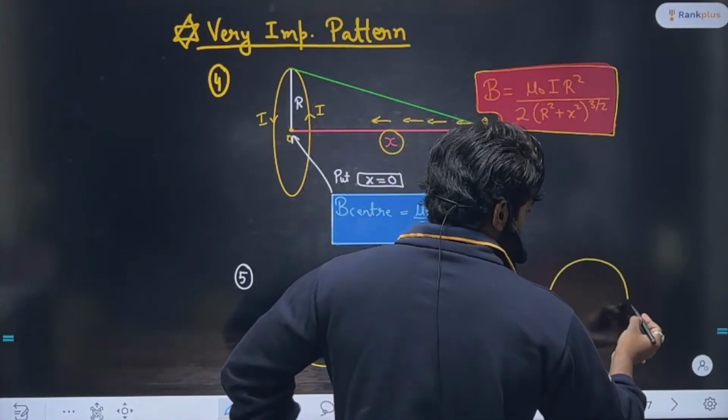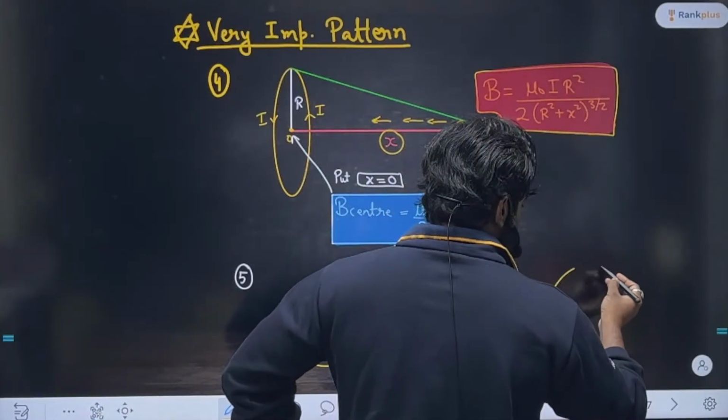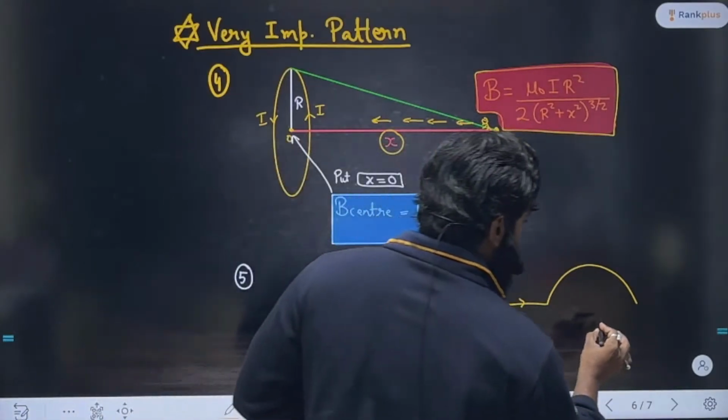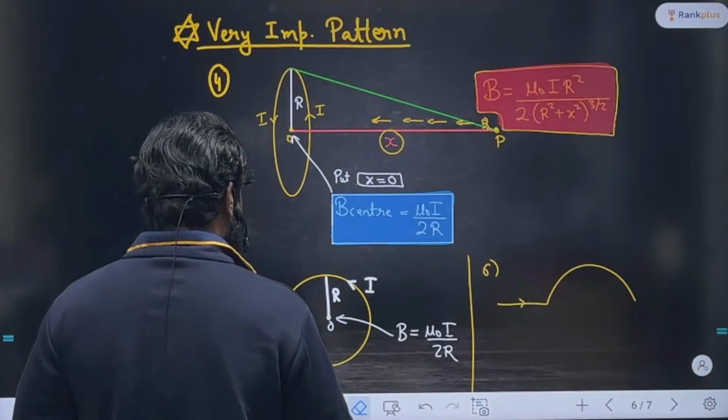Now if I'm telling you that you are having a semicircle, can I draw a semicircle? Yes. I hope that it looks like a semicircle, right? Yes.